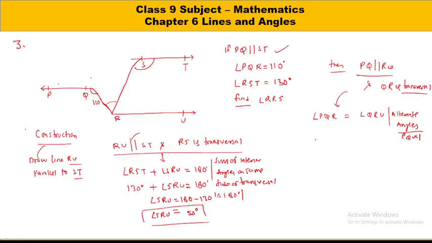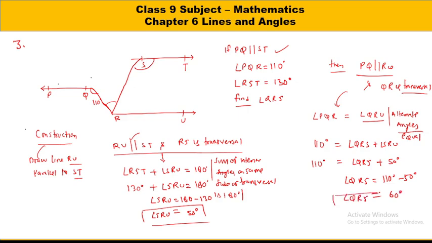Now angle PQR is given as 110 degree. Angle QRU can be written as QRS plus SRU. So angle QRS is not known, plus angle SRU we have found as 50 degree. Then QRS will be equal to 110 degree minus 50 degree. So it is 60 degree. So in this way we find that the angle QRS is 60 degree.